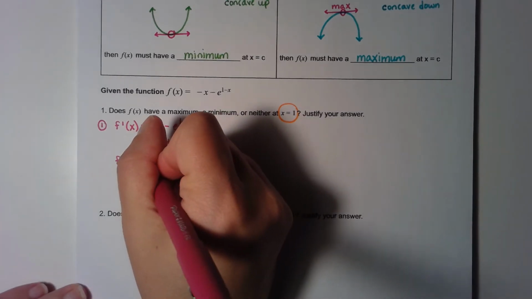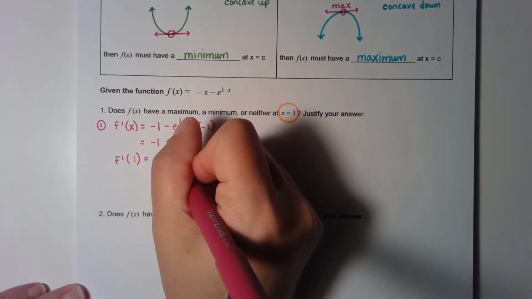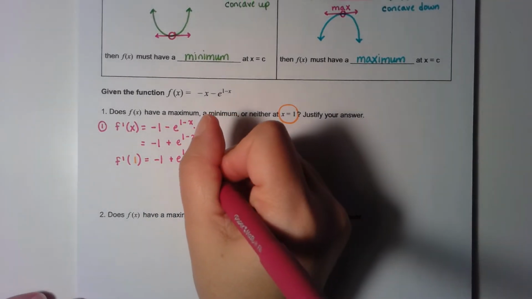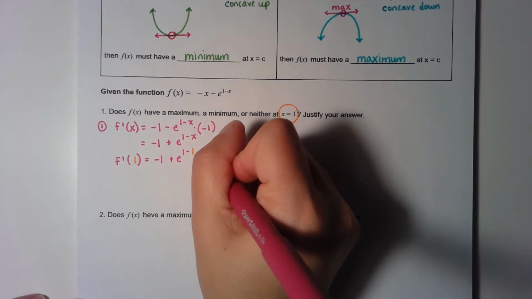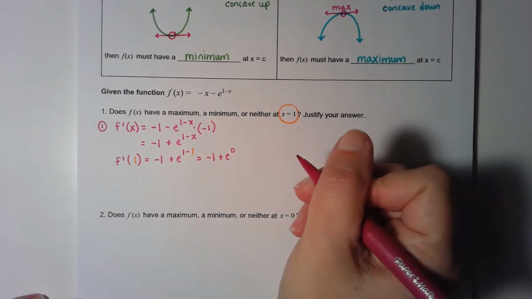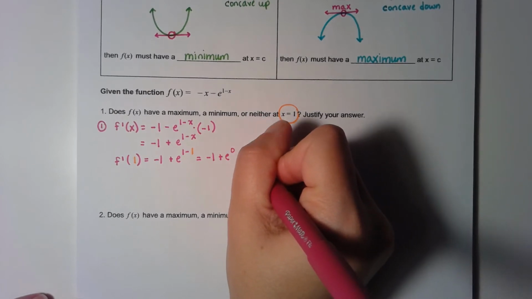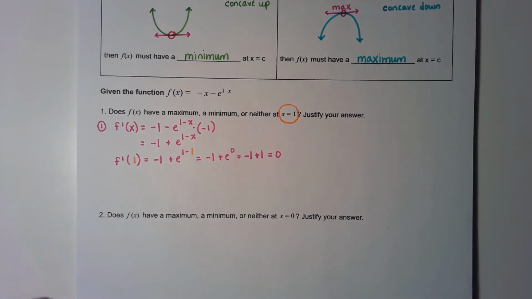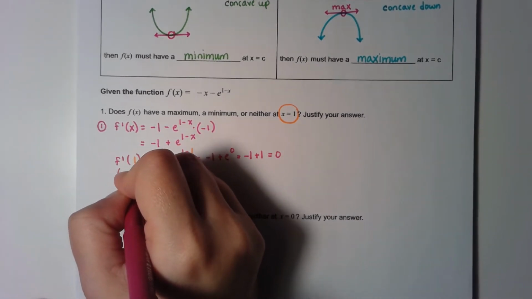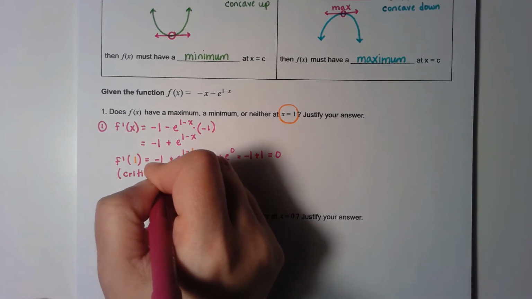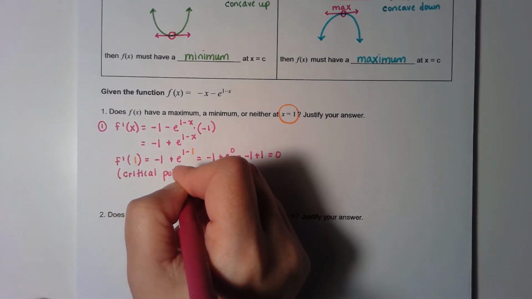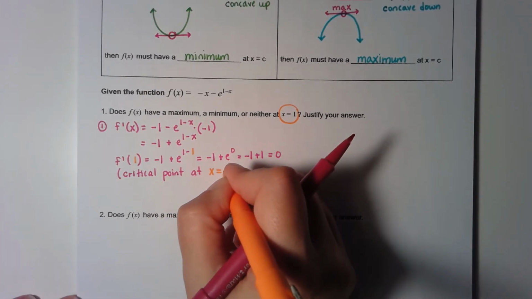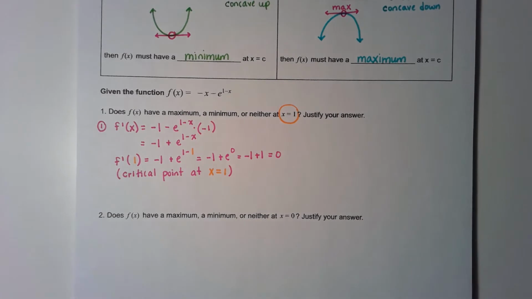So if I plug in the number 1, I get negative 1 plus e to the 1 minus 1. E to the 1 minus 1 would be 0, so I would have negative 1 plus e to the 0, which would be negative 1 plus 1, which is 0. Since my first derivative is equal to 0, it tells me that I have a critical point at x equals 1 because the first derivative was equal to 0.